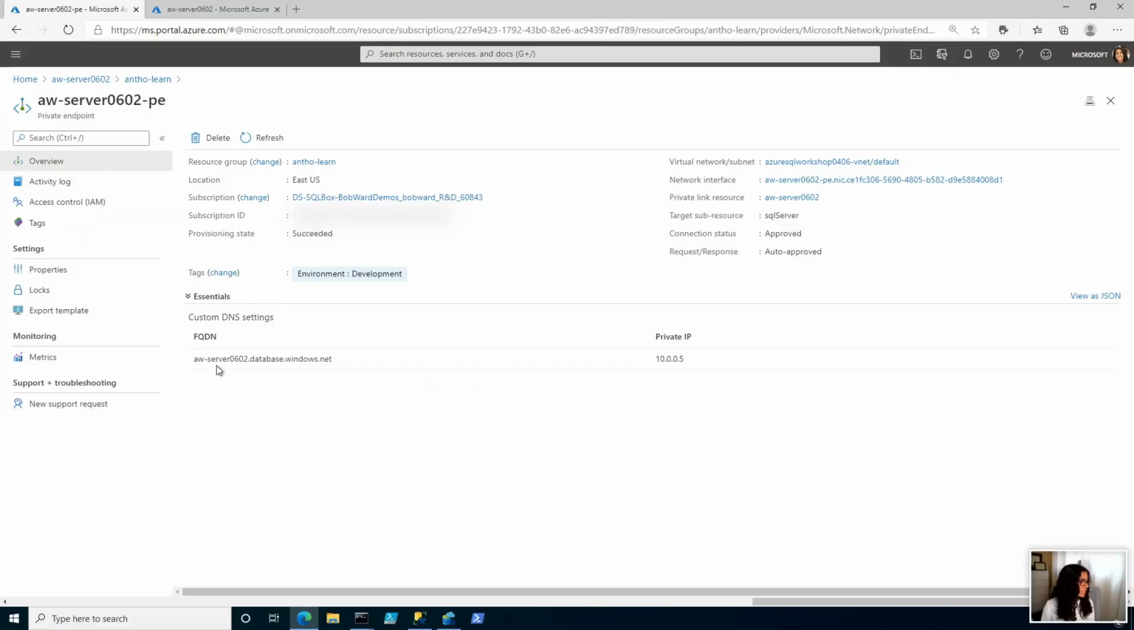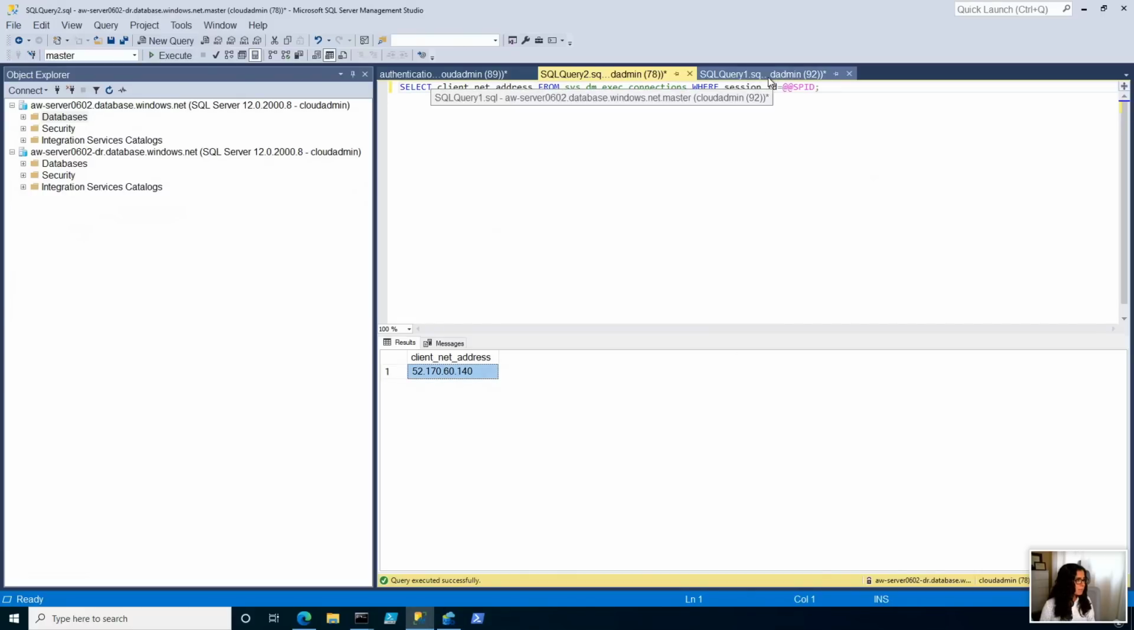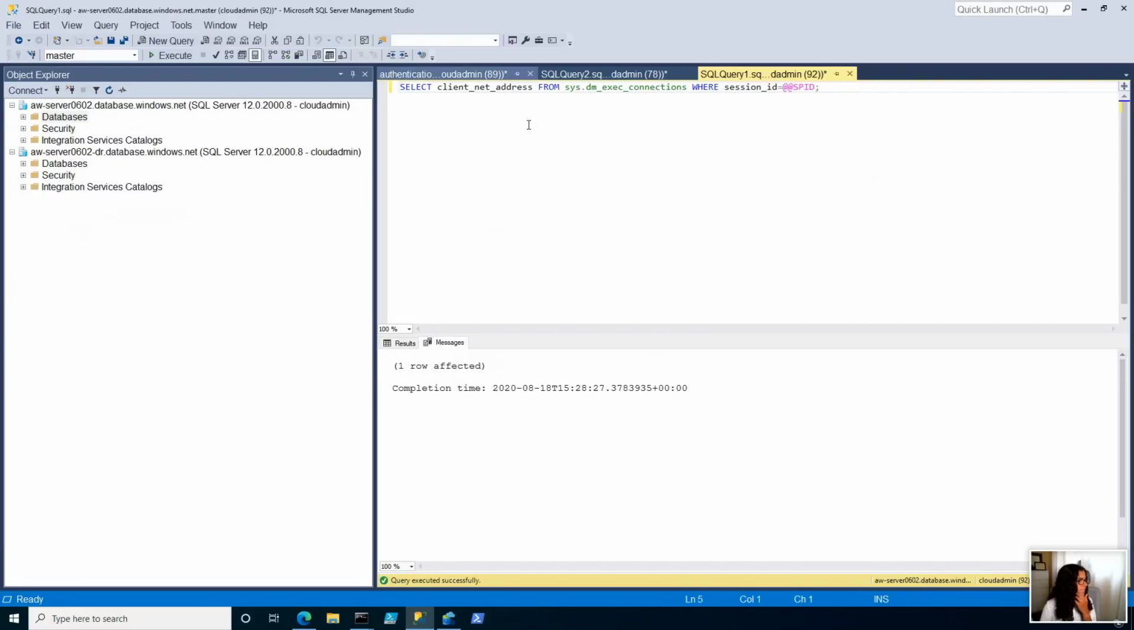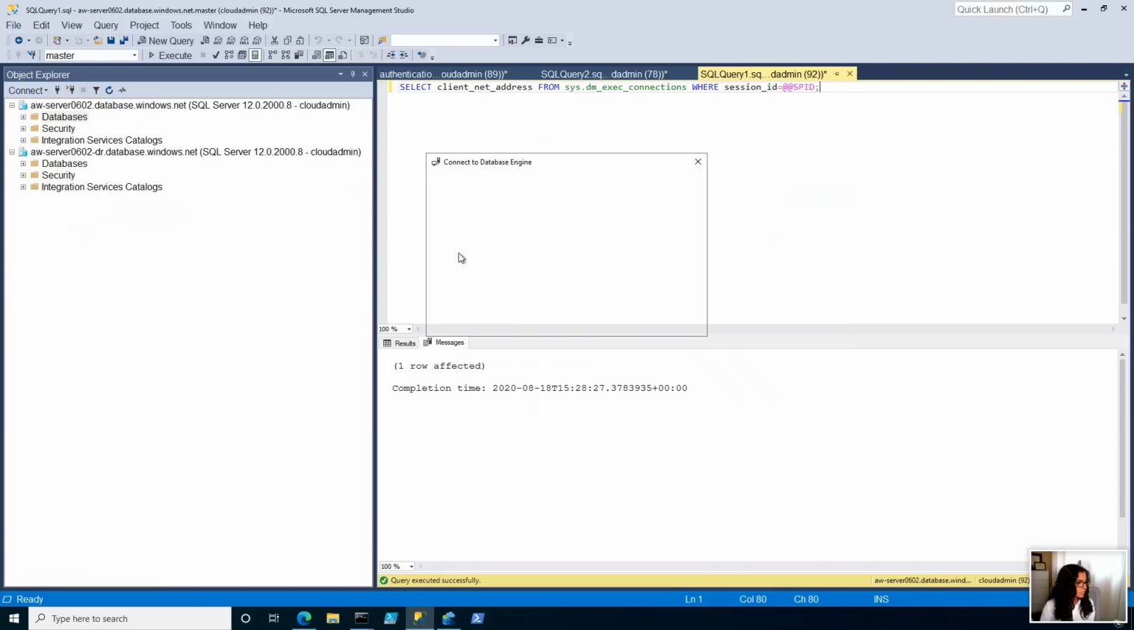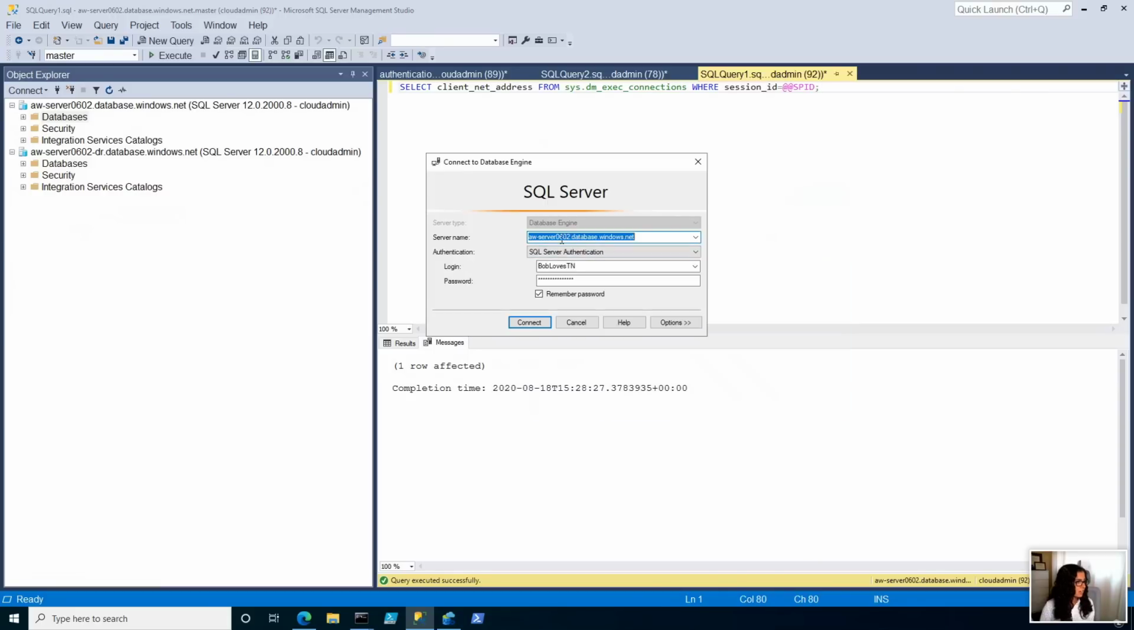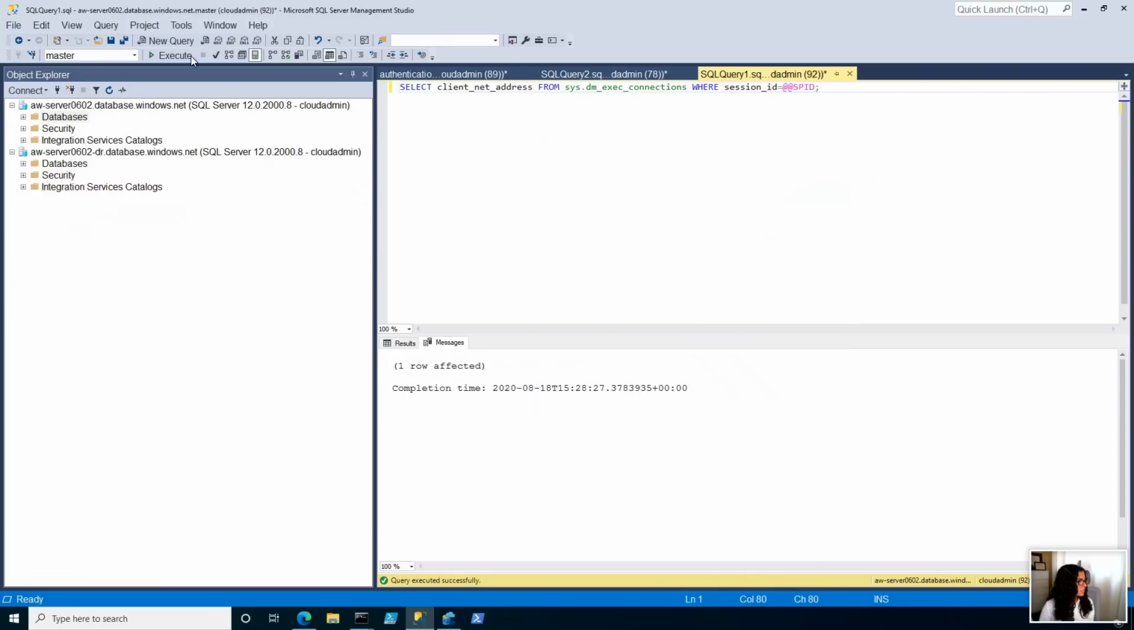You're still only connecting to the same FQDN, and that won't change, and you actually cannot connect directly to this private IP address. So now if I switch back to SSMS, I can run the same query, except this time you can see that I'm connected to the non-DR server. And what I'm going to do is just run that. And you'll see now I'm getting this other client net address 10.0.0.4.